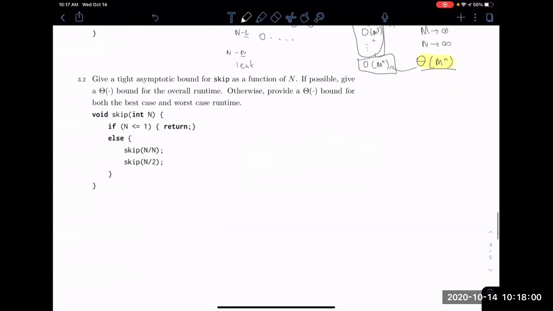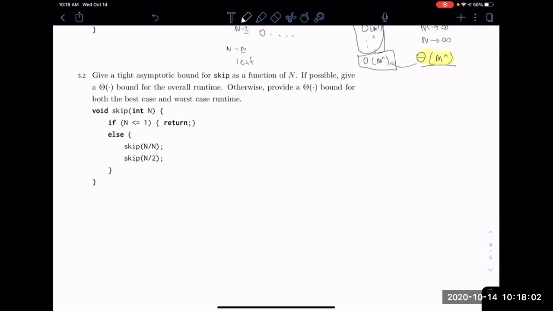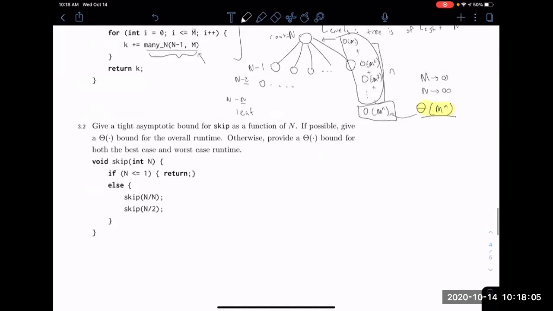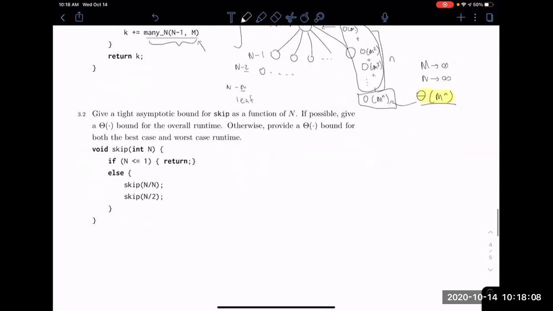Okay, now let's look at the next one. So this question, let's do it in a similar way. At each level, our runtime seems to be just constant, right? We don't have any loops. We only check if n is less than or equal to 1 or not. And if it isn't, then all we do is make 2 recursive calls. So we're doing 3 operations. We can see skip n over n is just skip 1, and pretty much that doesn't do anything.